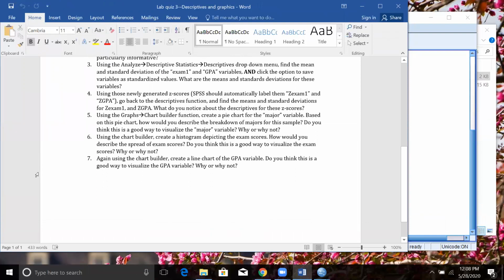Okay. So moving on to the quantitative variables, the exam one and the GPA. So here we're going to go analyze, descriptive statistics, descriptives, and we're going to get the mean and standard deviation. Additionally, we're going to save the variables as standardized values. I just posted the lecture for z-scores today, and I still need to record that lecture, but I want to show you how z-scores can come into play in your descriptives analysis in SPSS.